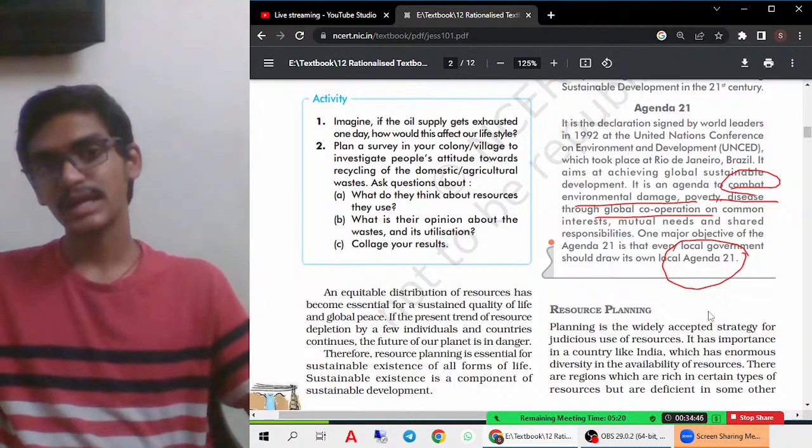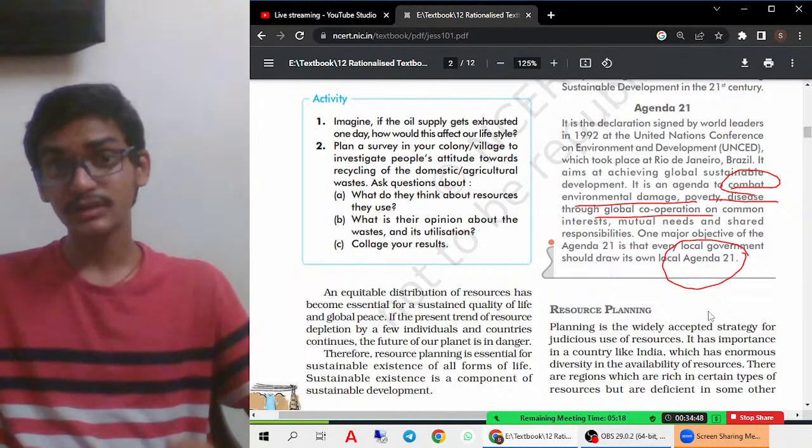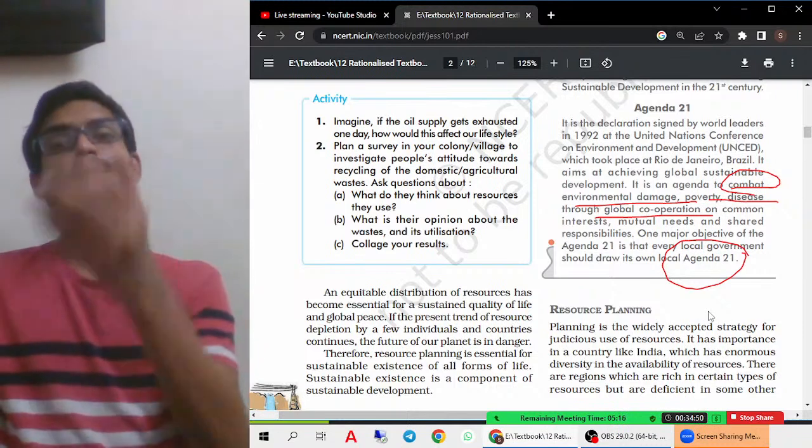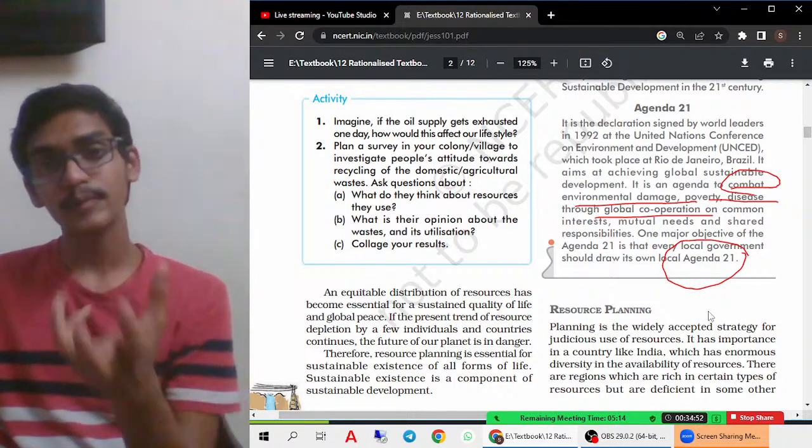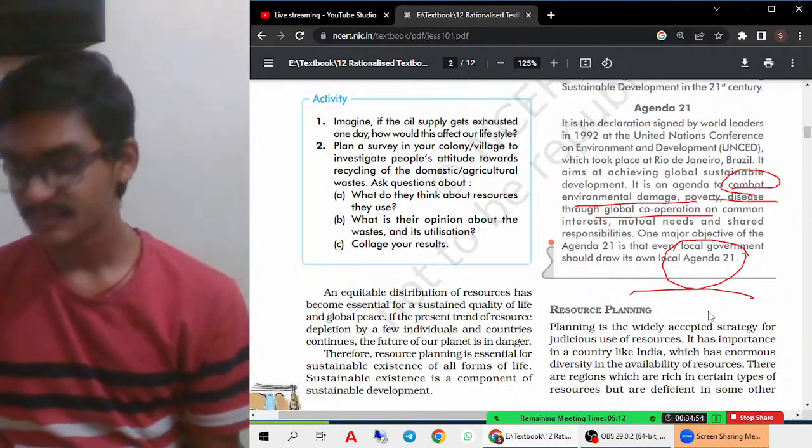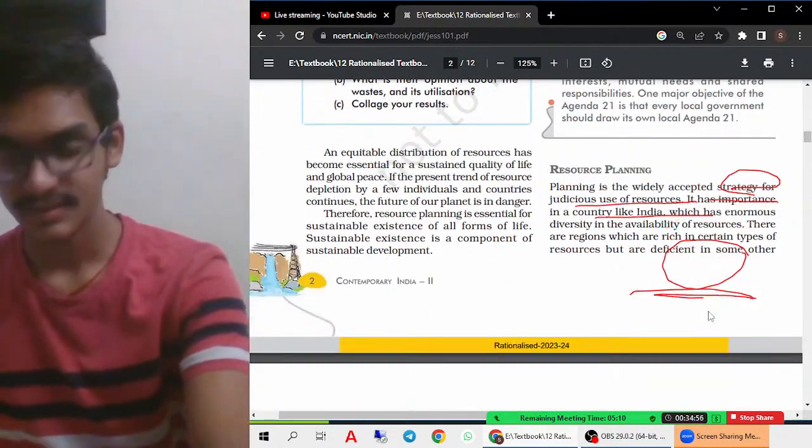Therefore, this is the best way in which people can also become aware. They also get to know about the problems that are being faced in the local government, and the problems which are faced by the people also. So that will actually make it easier to understand from this.